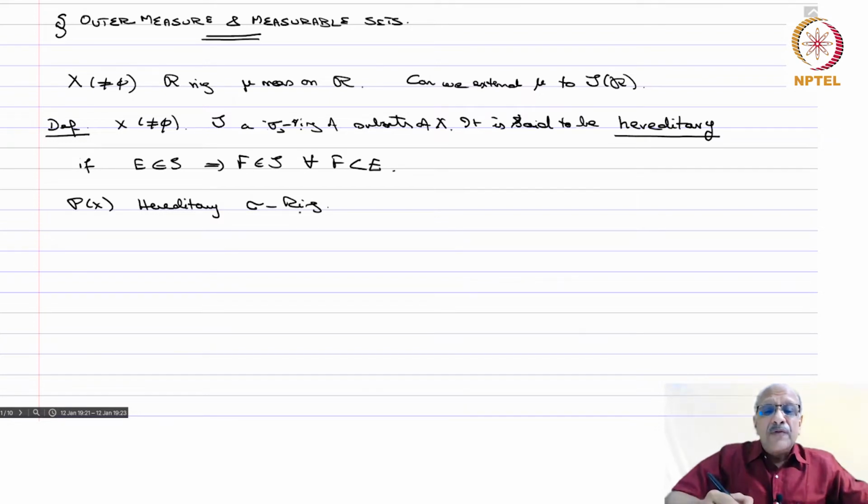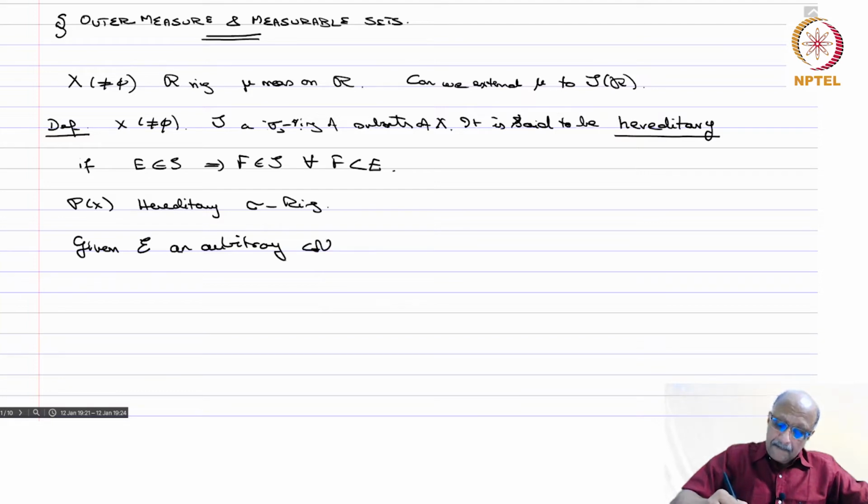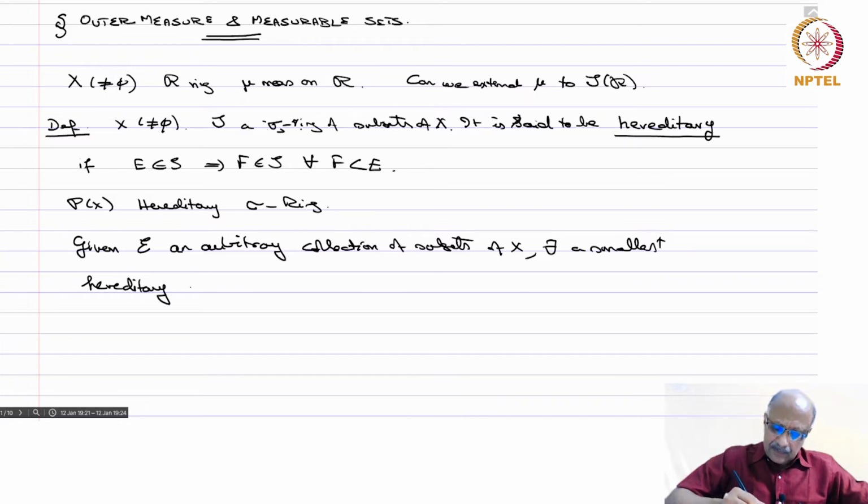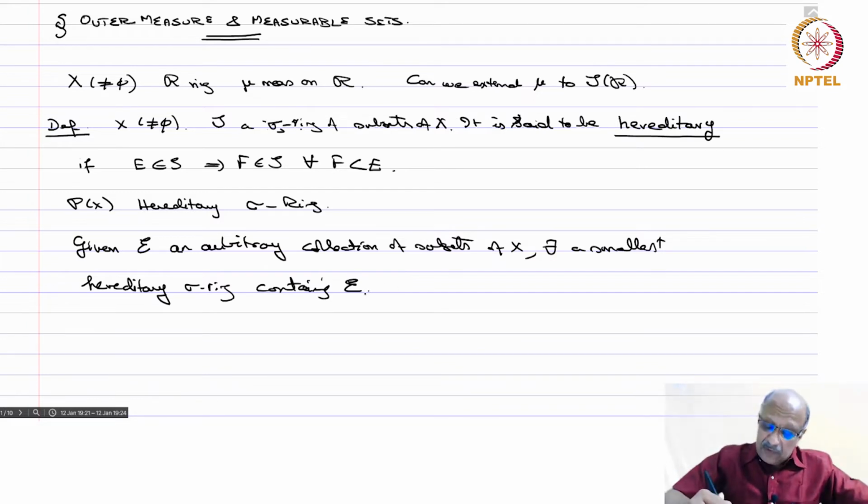And now, as usual, if you take any intersection of hereditary sigma rings, it's automatically hereditary. It's very easy to check, because the intersection of sigma rings is a sigma ring, and the hereditary property, again, it's very easy to check that it's so. So given E, an arbitrary collection of subsets of X, there exists a smallest hereditary sigma ring containing E. This is called the hereditary sigma ring generated by E in the usual way we have been talking, and we will call it H of E. Okay, so that is the notation.